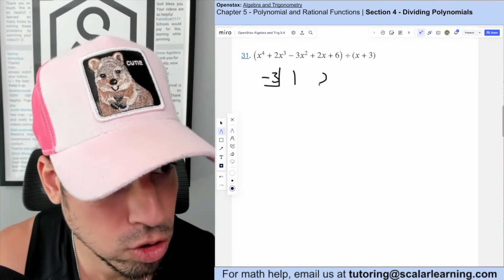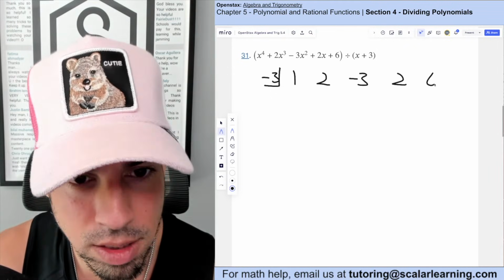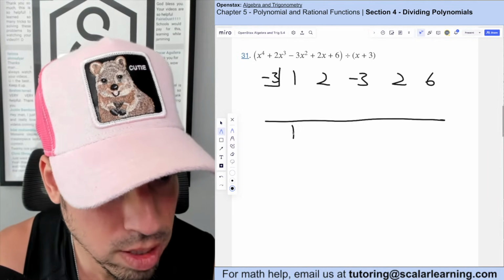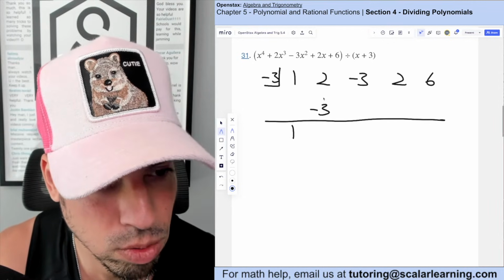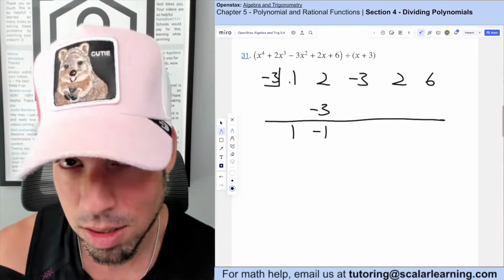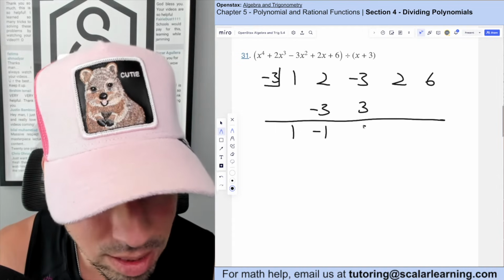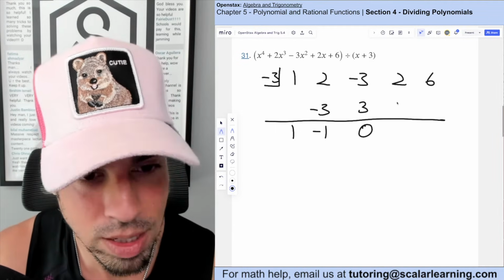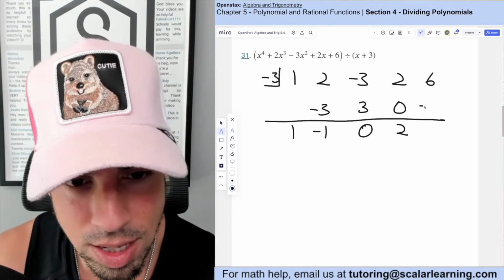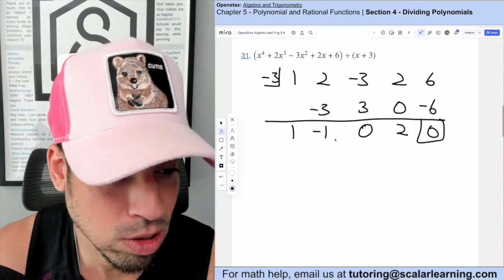1x to the fourth, 2x cubed, -3x squared, +2x, and 6, and then we drop a line here, and then we drop it. 1 comes straight down. 1 times -3 is -3. 2 plus -3 is -1. Take that, multiply against the number in the box. -1 times -3 is 3. Add these together, that's 0. 0 times -3 is 0. 2 plus 0 is 2. 2 times -3 is -6. 6 plus -6 is 0. So that's our remainder. So that's pretty cool.